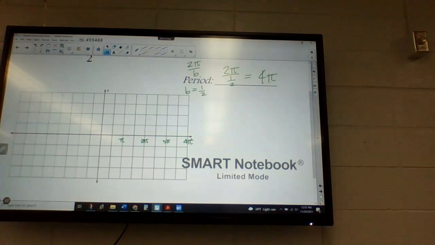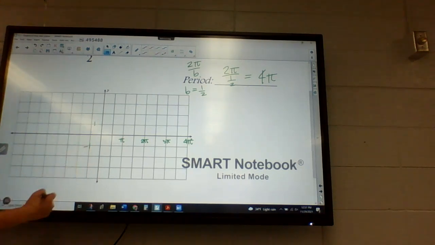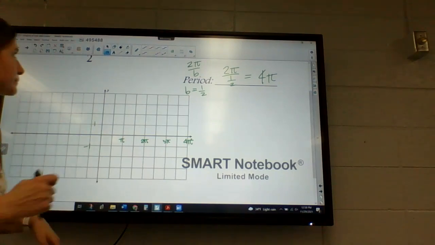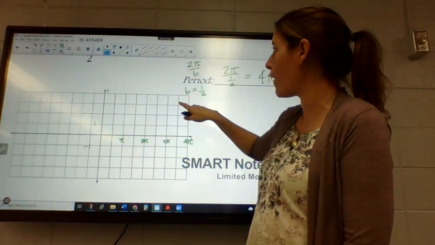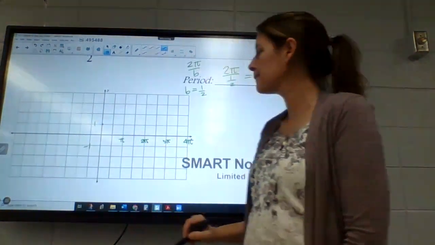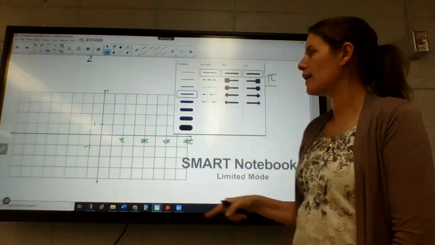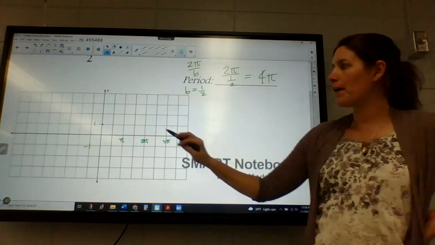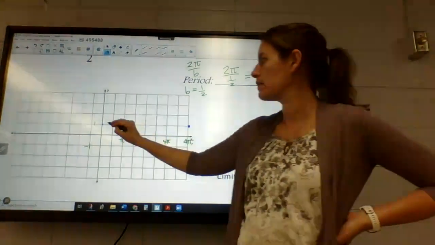So where does cosine start? At 1. So cosine's going to start at 1. Do you want to make just this line here 1 and this -1? Yeah, okay. So 1 and -1. So it starts up at 1. So I'm going to put a dot there. And it needs to end back at 1 as well. So by the time it gets back to 4 pi, it's going to be back here at 1 again.